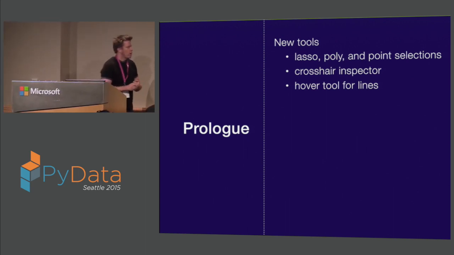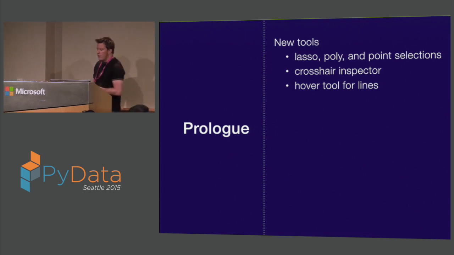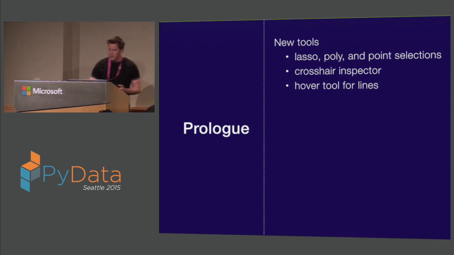And that's really a nice thing. We've been working on it for quite a while now. We've added a lot of features in the last year or so. So, just a quick update on where we are. People have been asking for things like selection tools, lasso and poly, and crosshair inspectors and hover tools that work with lines. All that's been added.